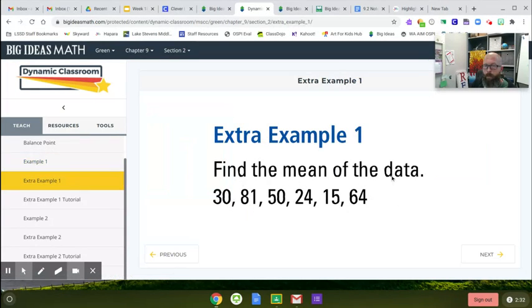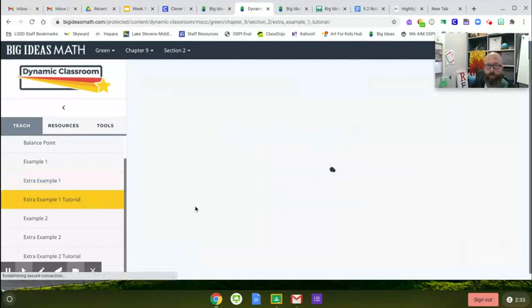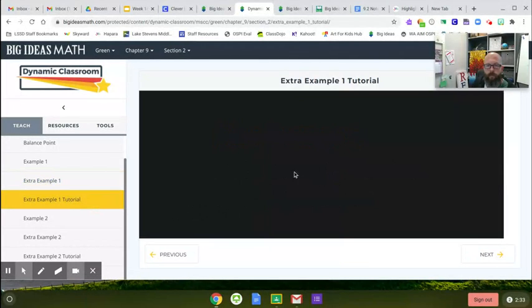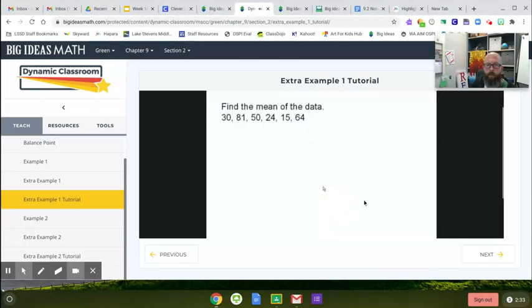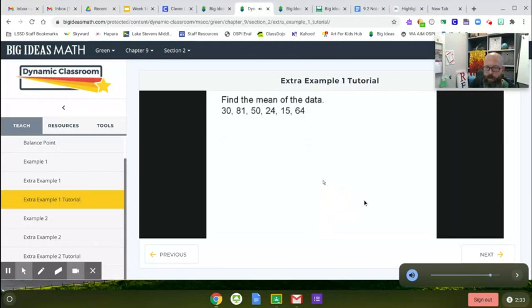So it says find the mean of the data. Again, that's the average. So we have 6 numbers here. So you're going to add them all up, divide by 6. Find the mean of the data. Oh, my favorite guy. Just what is a mean?